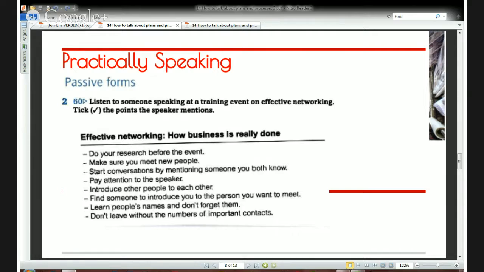Learn people's names and don't forget them is incorrect. Okay. But 2 out of 3 is pretty good. I didn't say that one specifically. What I did say, what did I say actually? I didn't say learn their names. And first one, I think, do your research before the event.